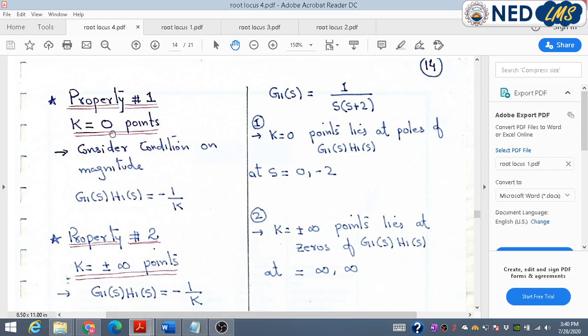The property number 1 is K equal to 0 points, and we have to find out where this K equal to 0 point lies. Again, consider the condition on magnitude. If I place K equal to 0, then the value of G1H1 will become infinite. If I place in this open loop transfer function S equal to 0, then again G1 goes to infinity, meaning the K equal to 0 point lies at the poles of the open loop transfer function. So in this case the K equal to 0 points lie at 0 and minus 2.